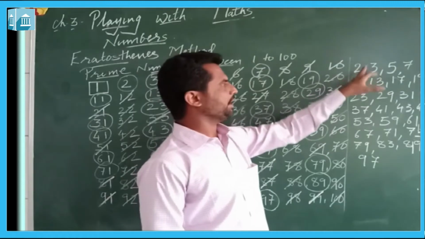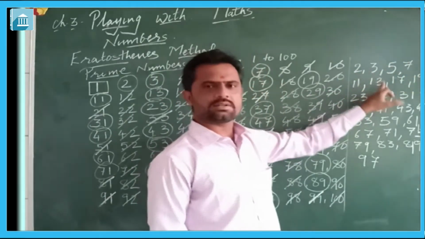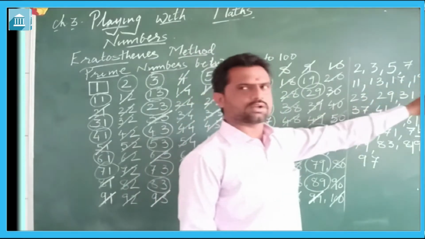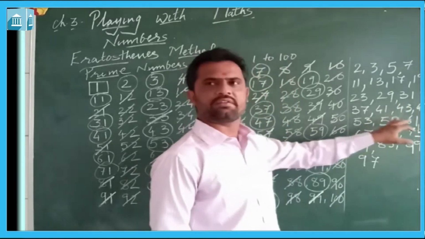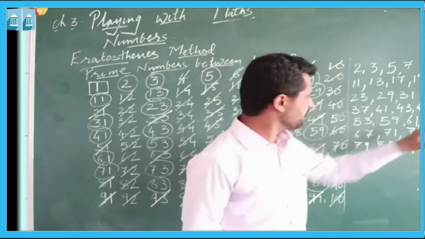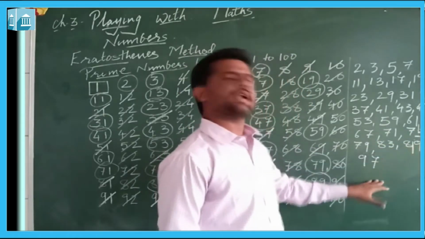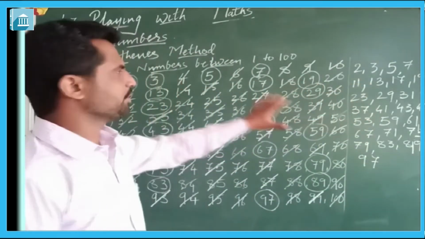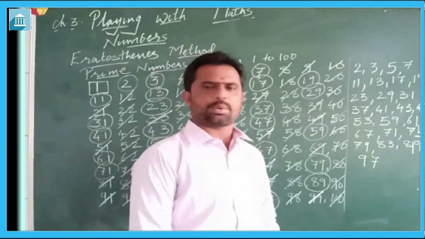Once again I am repeating: 2, 3, 5, 7, 11, 13, 17, 19, 23, 29, 31, 37, 41, 43, 47, 53, 59, 67, 71, 73, 79, 83, 89 and 97. These are the prime numbers from 1 to 100. It means these are the numbers which have only 2 factors.